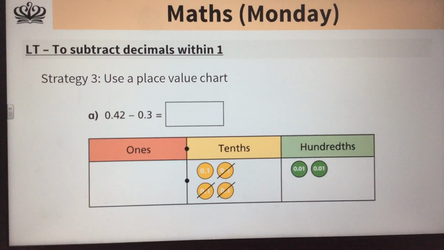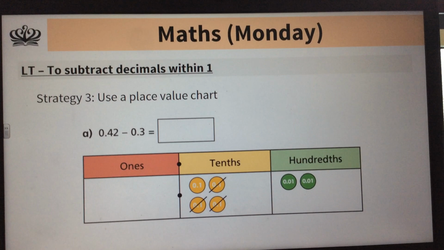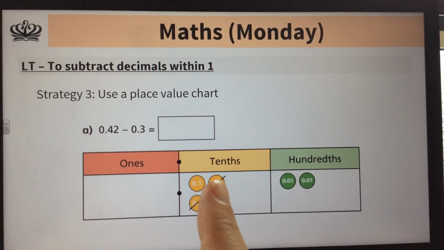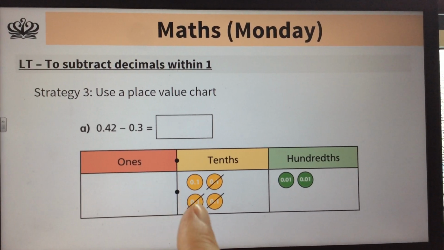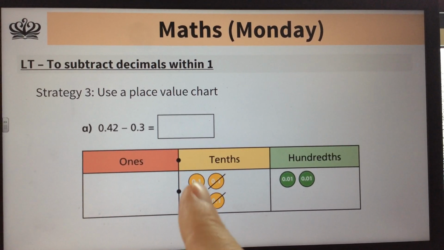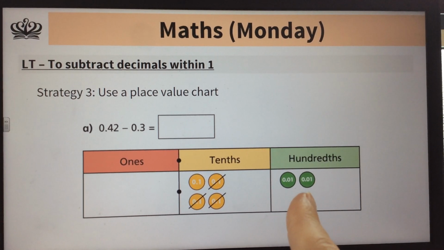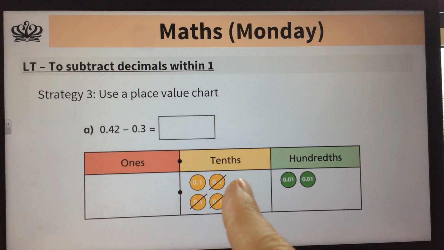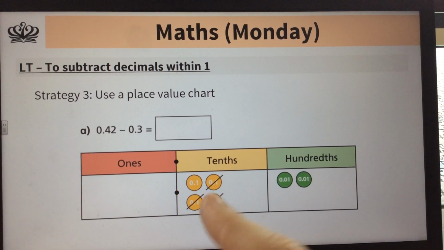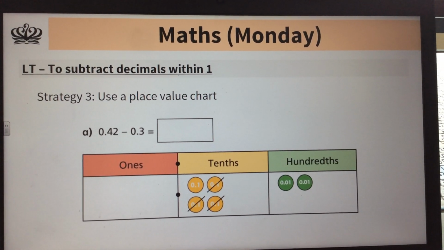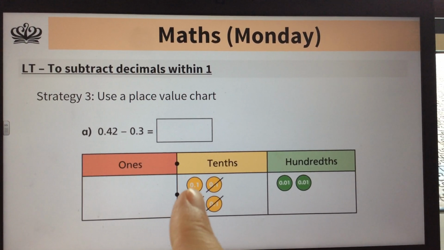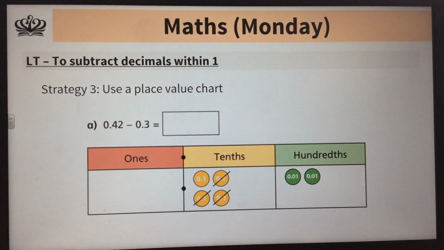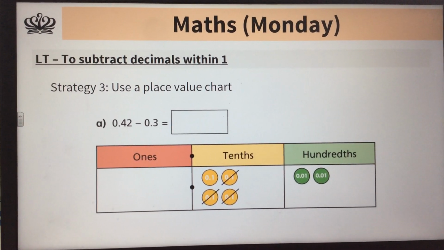Strategy 3 is the good old place value chart. So for this one, we've started with 0.42. So we've used counters to show 0.42. So 0.42 is 4 tenths and 2 hundredths. So there it is there. And we're taking away 0.3. So you could either cross out those 3 tenths, or if you're using counters, you could physically take those away and you'd be left with 1 tenth and 2 hundredths. Okay, so that place value chart is a really nice way of seeing it partitioned as well.